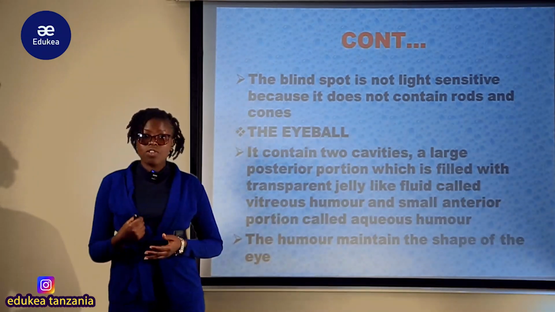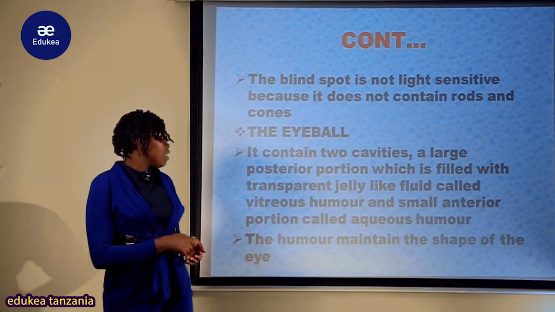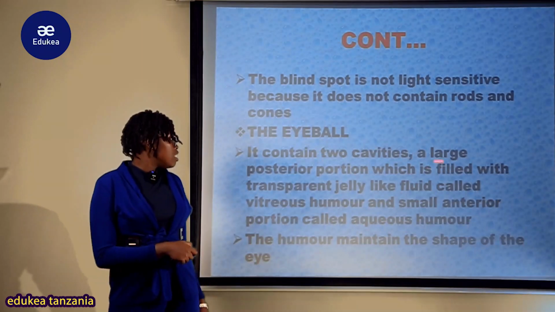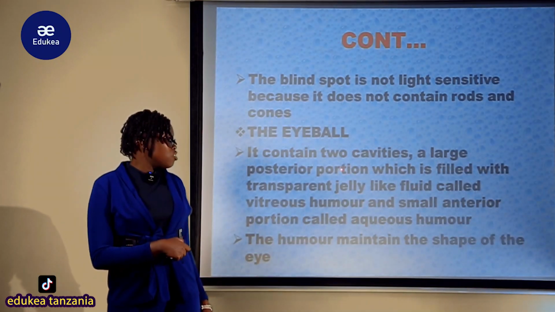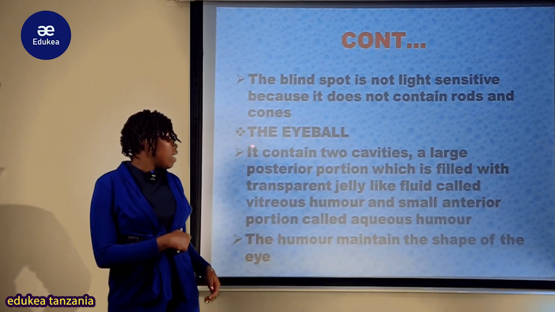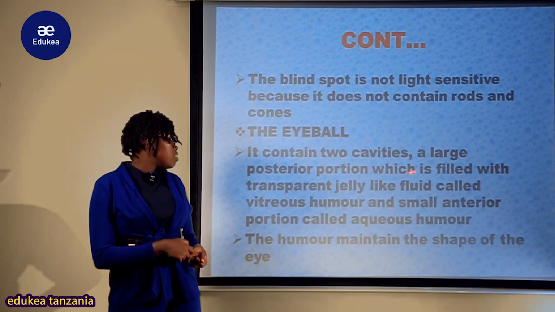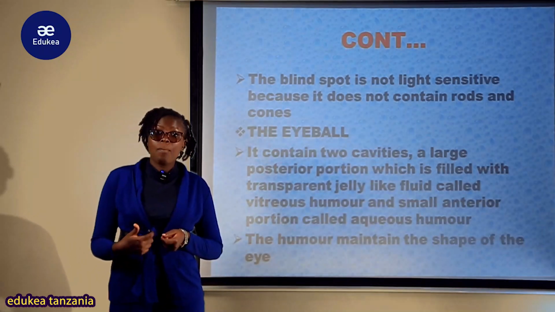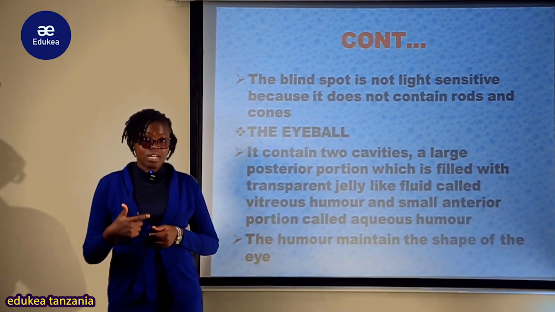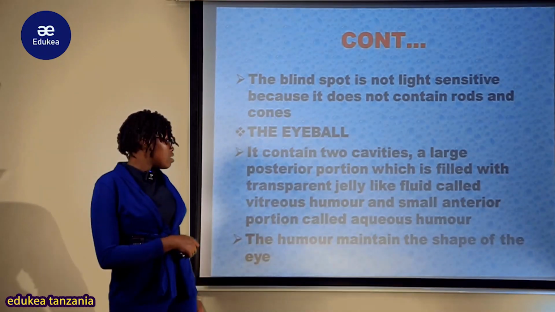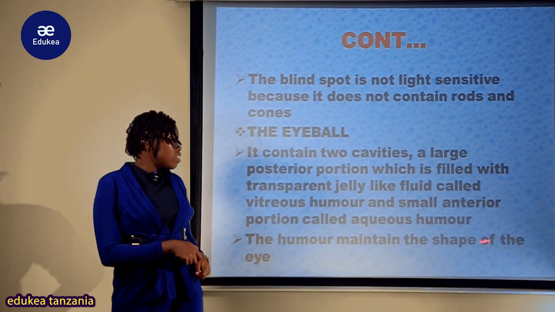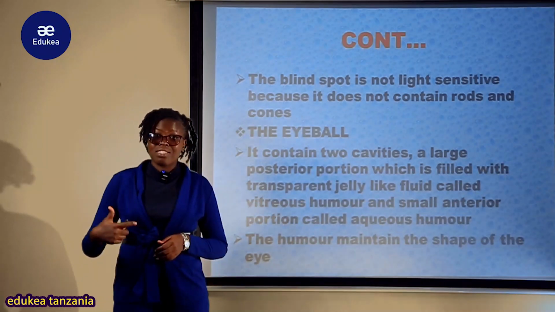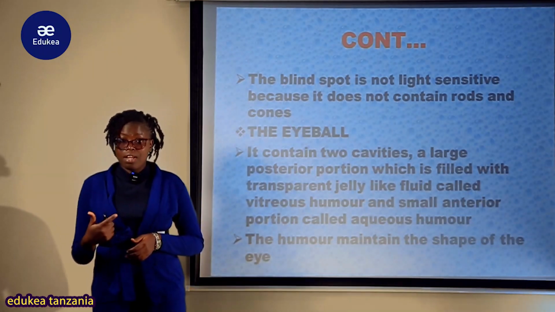Na yes, another component of the mammalian eyes ni eyeball. Tunazungumzia eyeball. What is the eyeball? The eyeball contains two cavities: a large posterior portion which is filled with the transparent jelly-like fluid called vitreous humor, ambayo ipo katikati ya sclera kabla hujafika katika choroid. And the small anterior portion ambayo inakuwa imecontain the aqueous humor. Aqueous humor yenyewe ipo kwa mbele katika maeneo ya pupil, lakini hii vitreous humor ipo katika maeneo ya sclera, choroid pamoja na retina.